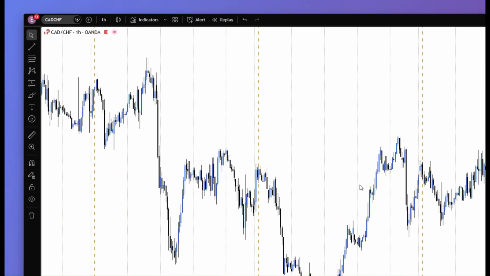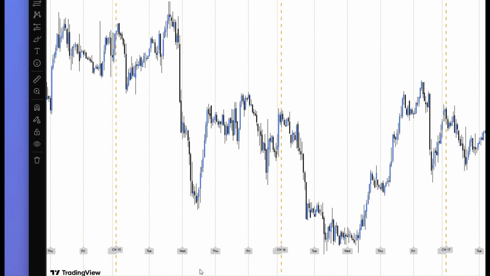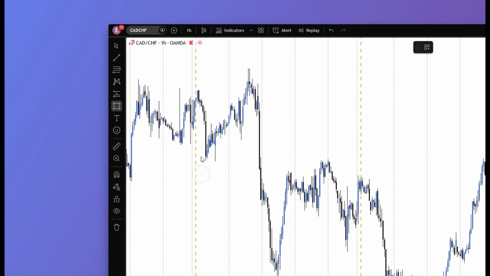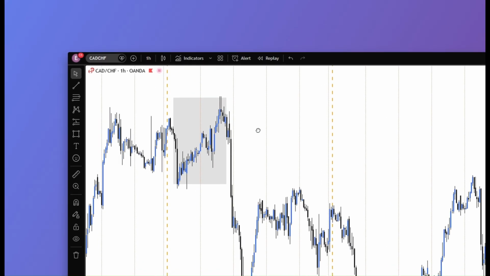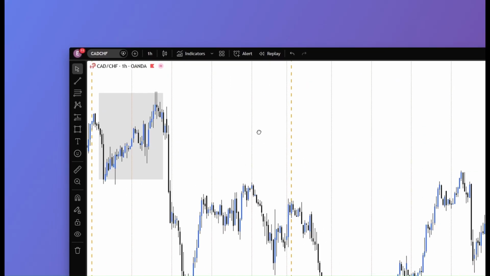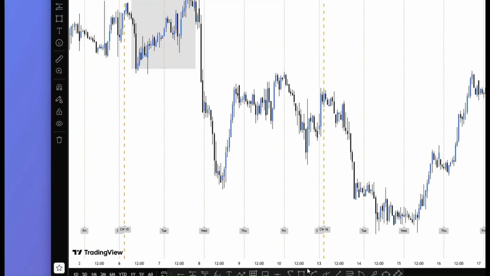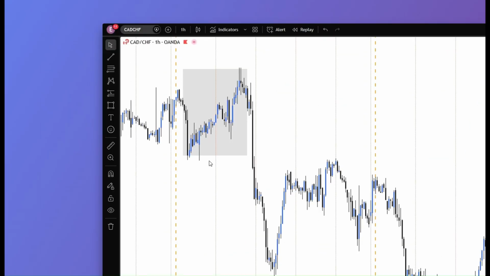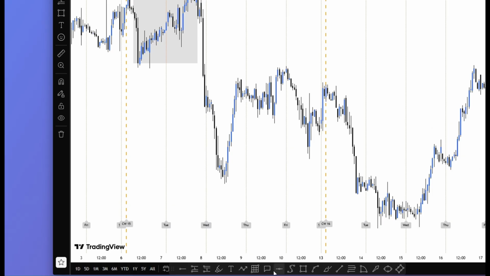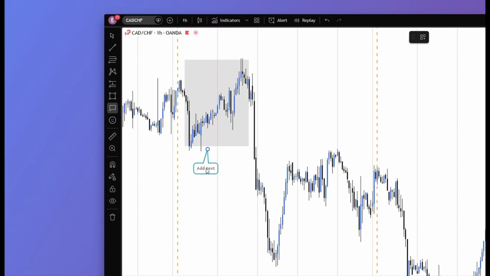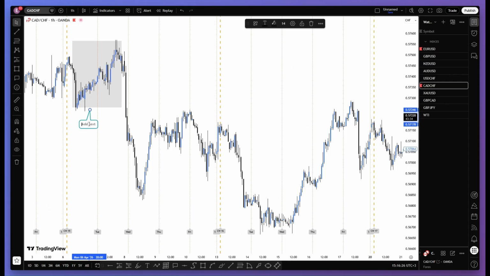Have you ever looked at your TradingView chart and felt completely lost trying to separate days, weeks, or even months? What if I told you there's a simple tool that can instantly organize your chart and help you spot market patterns like a pro? Today, I'm going to show you exactly how to enable period separator in TradingView and why this small feature can completely change how you read the market.